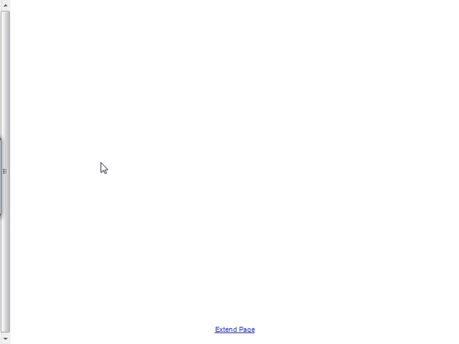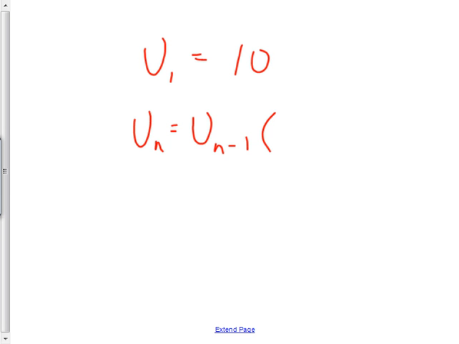It's on recursive sequences. Here is one. U sub 1 equals 10. U sub n equals U sub n minus 1. You do not have to write this down. And then go 1.5 right there.